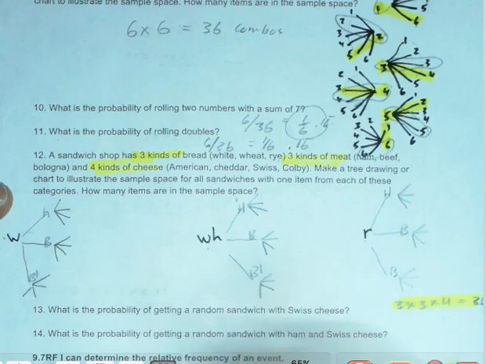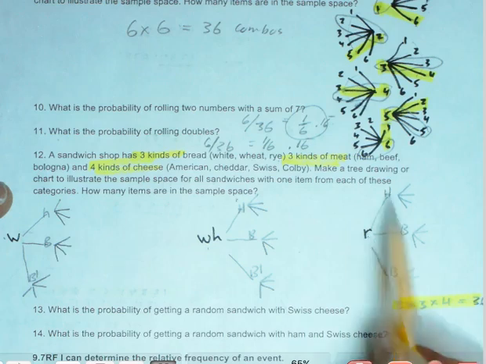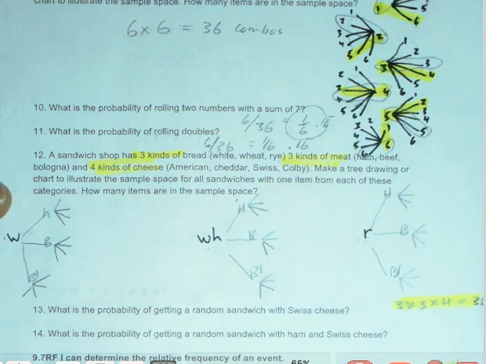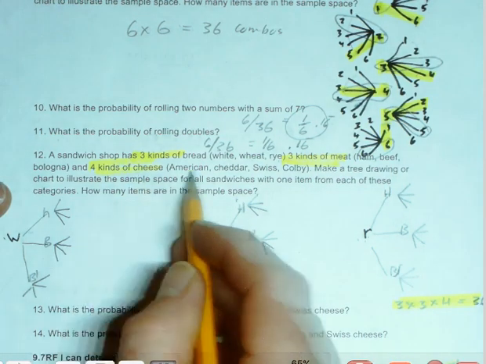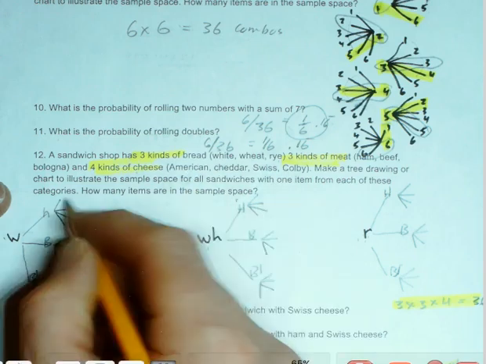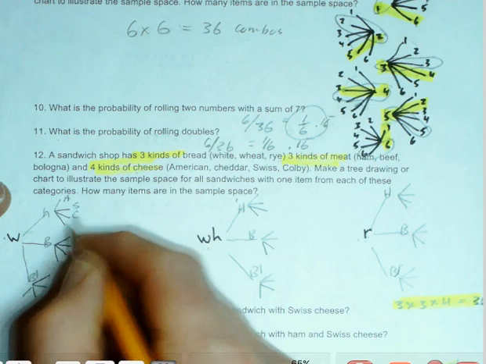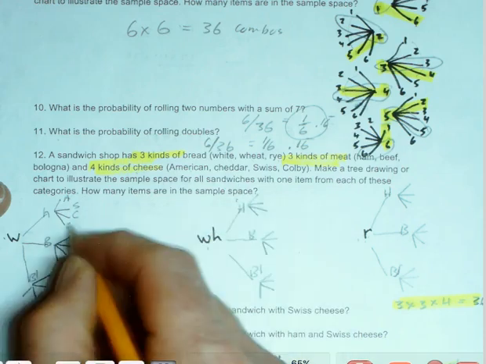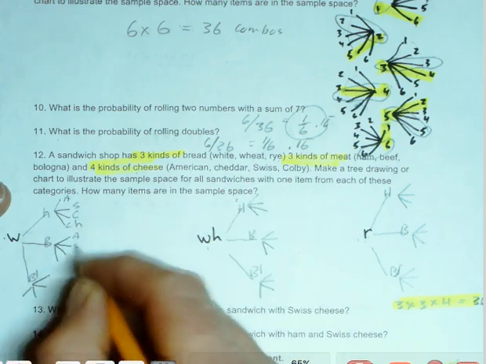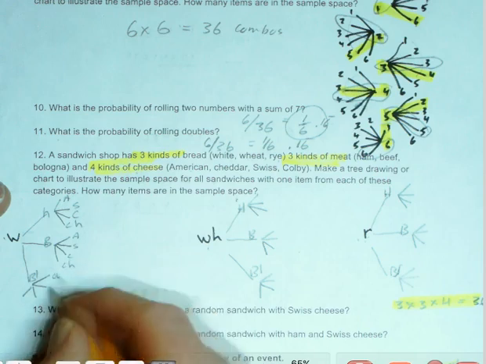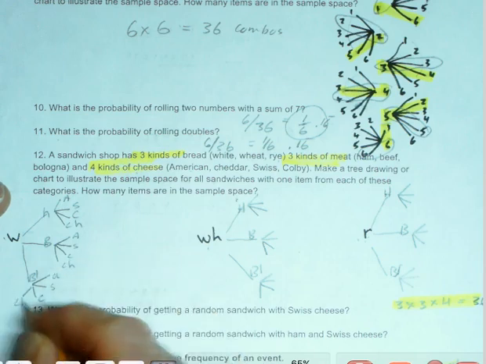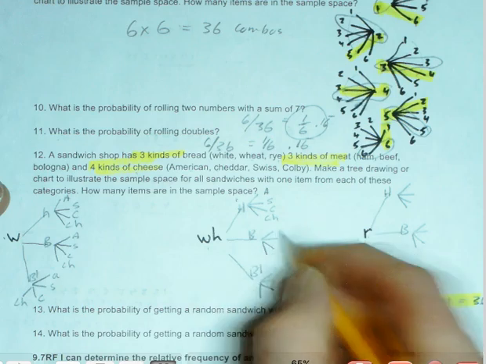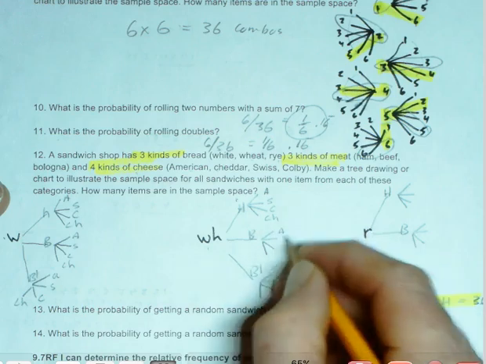So just to clarify what I'm doing here, they could have rye bread with ham, rye bread with beef, or rye bread with bologna. Okay? Let's see what else. They could have 4 kinds of cheese: American, cheddar, Swiss, and Colby. So that could be American, Swiss, Colby, or cheddar. We can just label all of these: American, Swiss, Colby, and cheddar.